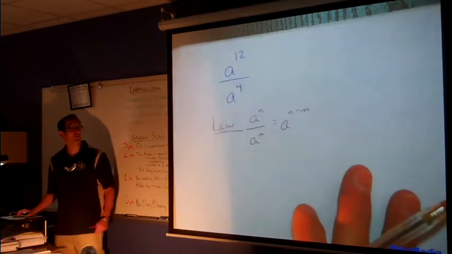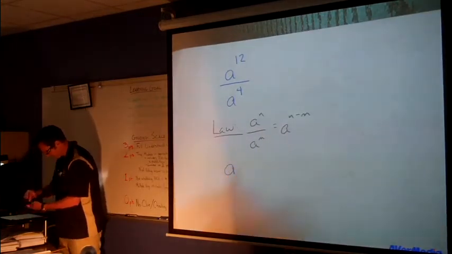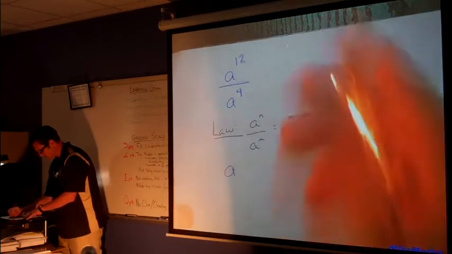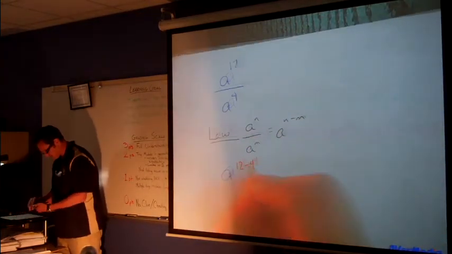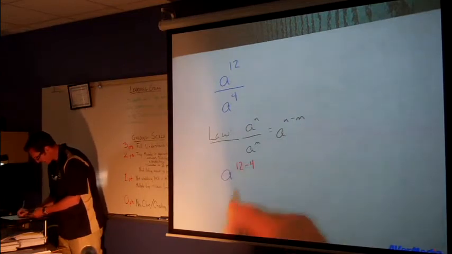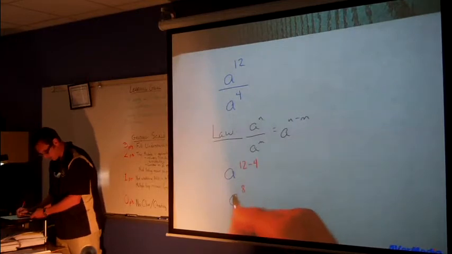You have a to the 12th divided by a to the 4th. Keep your a, subtract your exponents. 12 minus 4. And since 12 minus 4 is 8, you could have a to the 8th power. So you can look at it that way.